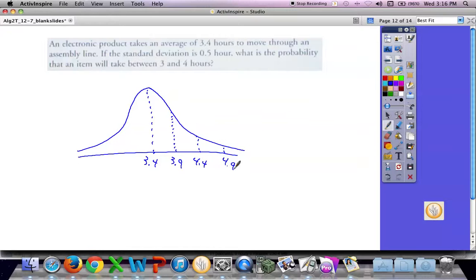Okay, then I'll go to the left. 1 standard deviation of 0.5 should be 2.9. Then I go to 2.4, then 1.9. Now, what we've been asked for is between 3 and 4. Right? 3 is a little bit to the right of 2.9. 4 is a little bit to the right of 3.9. So that is the area under the curve that we need.